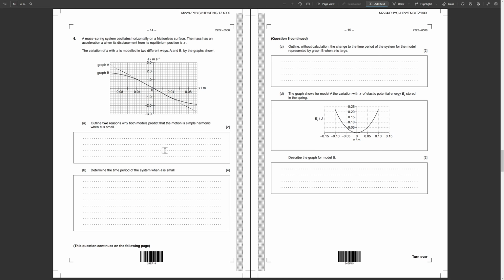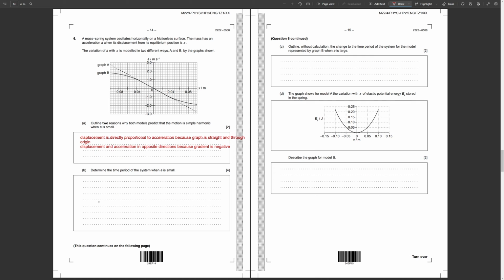The reasons are the displacement is directly proportional to the acceleration, clearly because it's a straight line going through the origin. And also the displacement and acceleration are always in opposite directions, because the gradient is negative.